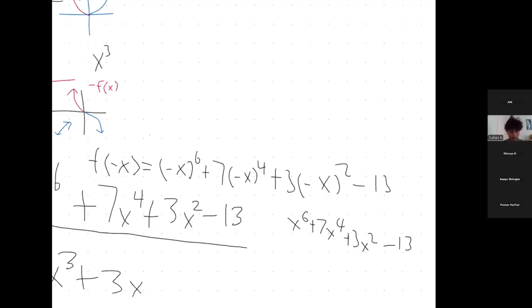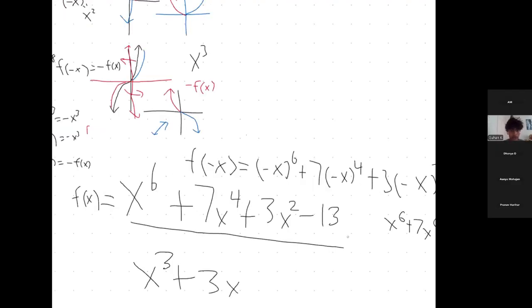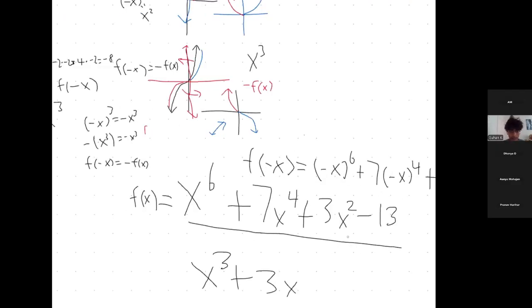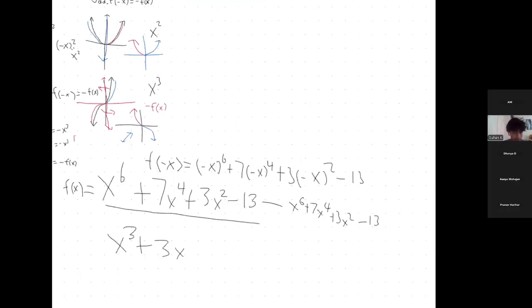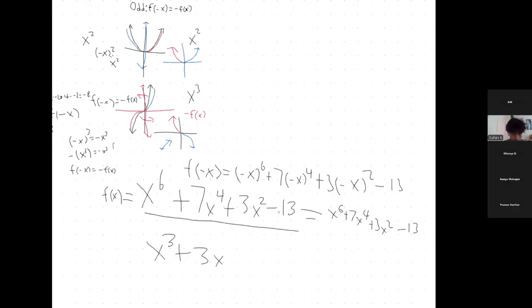Now, if we look at our original equation, which is f of x, that equals the exact same. So therefore, since these two are equal, this is an even function.